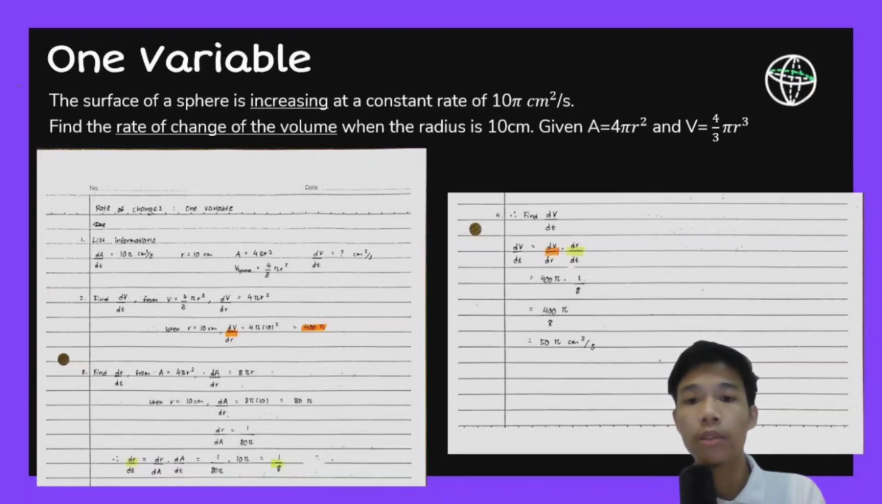And now the last step is to find dV over dt. Now that we have dV over dr and dr over dt: dV over dr is 400 pi, dr over dt is 1 over 8. We'll multiply and we get 50 pi centimeter cube per second. And that's the final answer.